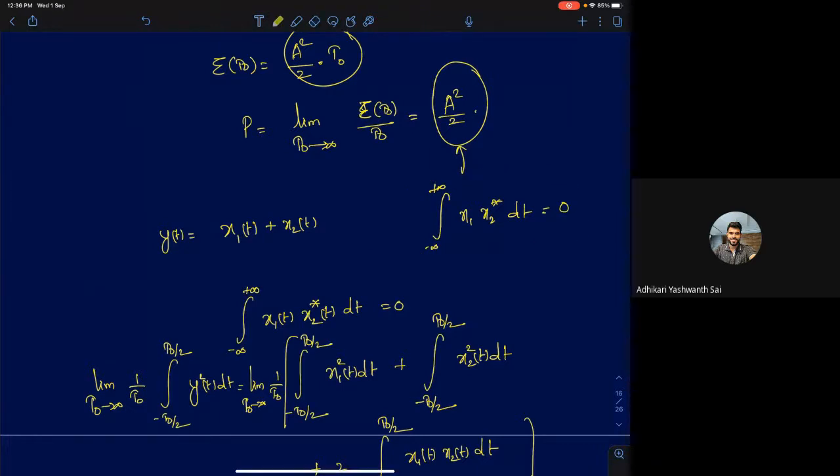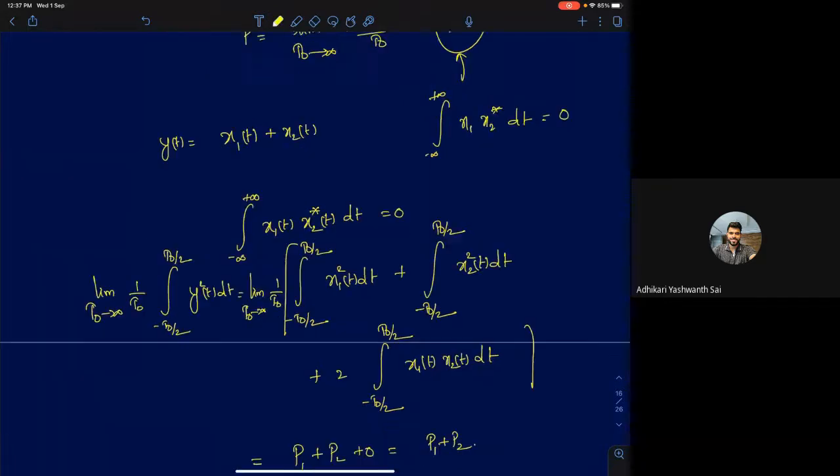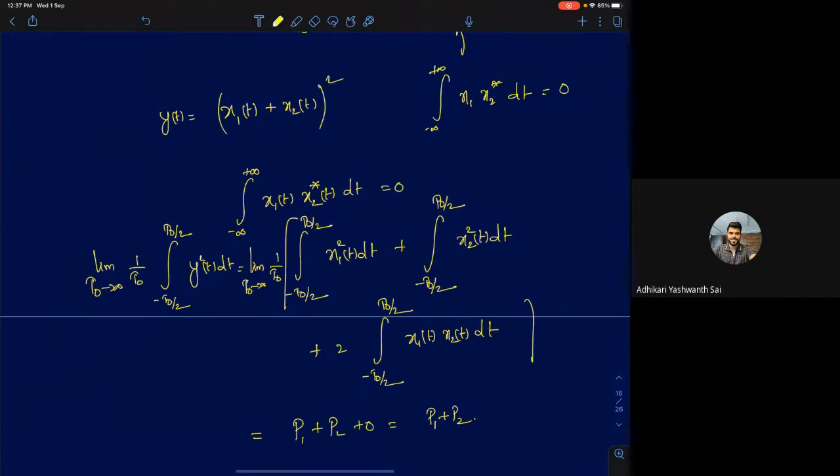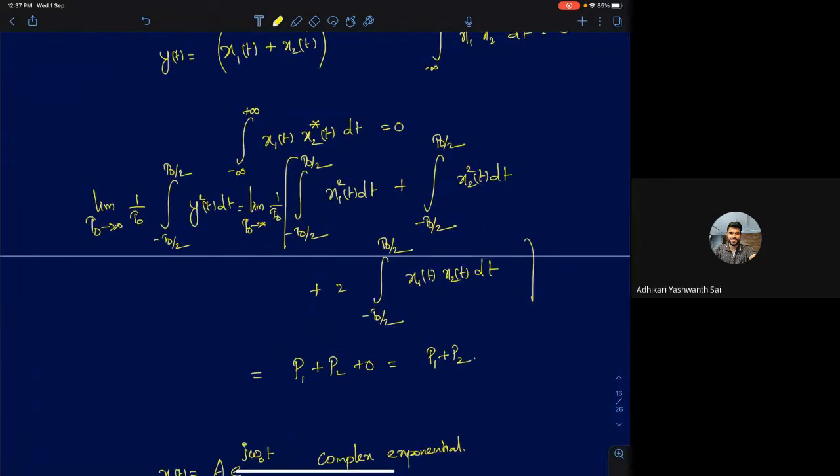If x1 and x2 are orthogonal signals, let's say we define a third signal y of t, which is some scaled sum of x1 and x2, and you're interested in finding the power or energy of y of t, the sum of these two signals. You can very easily show that if you square it and then integrate it, you will get a squared plus b squared plus a product term 2 x1 x2. Since that integral is 0, the power of the total signal y will simply be the sum of the two individual powers. It's a very useful property.